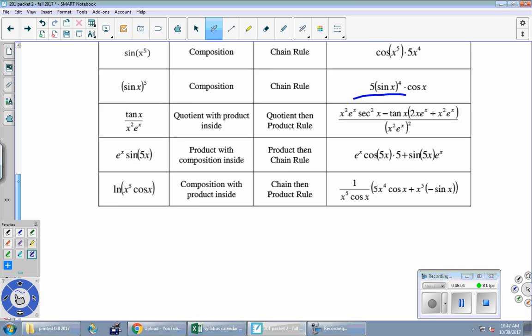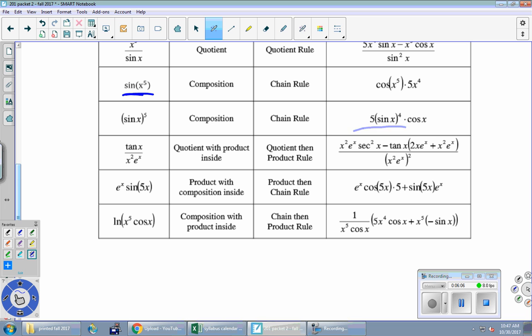The one right above it, is that sine of stuff or stuff to a power? That is sine of stuff, right? Sine is the outermost thing, and so the derivative of sine is cosine. And so the first thing we do is cosine of that stuff. We just copy it as it is. And then finally, you look in there and you multiply by its derivative. That's the 5x to the 4.